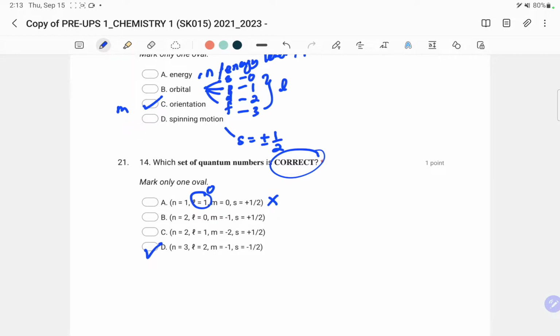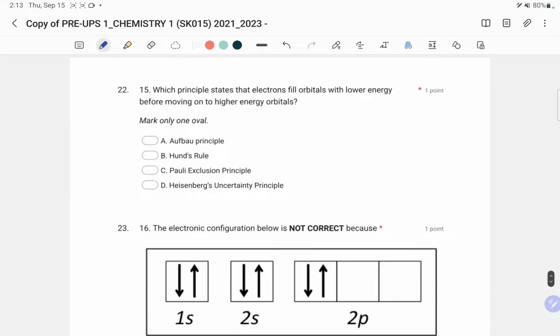Kenapa salah? Okay, dia salah dekat sini. Bila L kosong, M sepatutnya kosong. Tapi dia buat M negative 1. So, salah juga. C, kenapa salah? Dia salah pada M. Kenapa? Bila L satu, M akan jadi sama ada negative 1, kosong dan positive 1. Tapi dia buat negative 2. Pun salah. So, yang ni sahajalah yang correct.